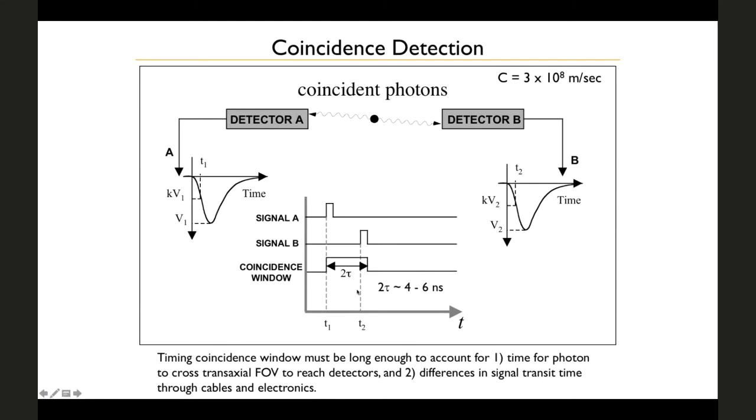We need to make this window wide enough to account for the amount of time it takes for the photon to travel from one end of our field of view, which is on the order of 80 centimeters transaxially. So at the speed of light, how long would it take for the photon to reach the detector? And then we also have to account for the fact that there can be some additional delays as the signal goes through the electronics and is interpreted.